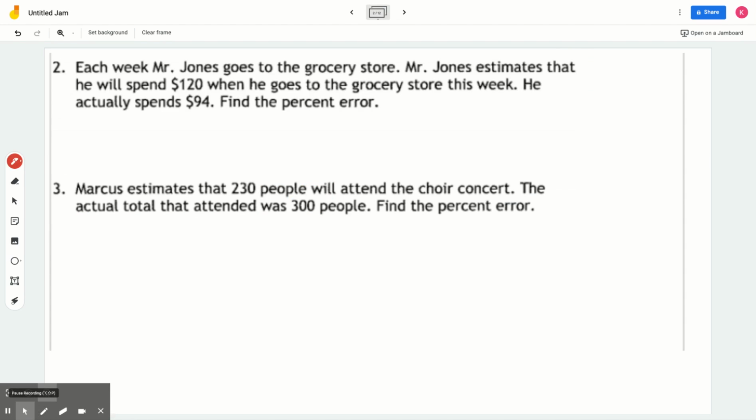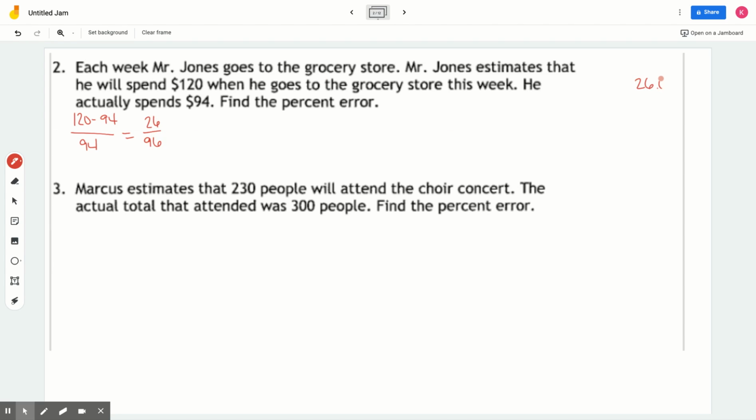As we look at number 2, we can see that each week Mr. Jones goes to the grocery store. Mr. Jones estimates that he will spend $120 when he goes to the store each week. He actually spends $94. Find that percent of error. So again, we're going to subtract our two values. And we're going to divide by the actual amount, which in this case is 94. 120 take away 94 is 26. And 26 will now need to be divided by 94.